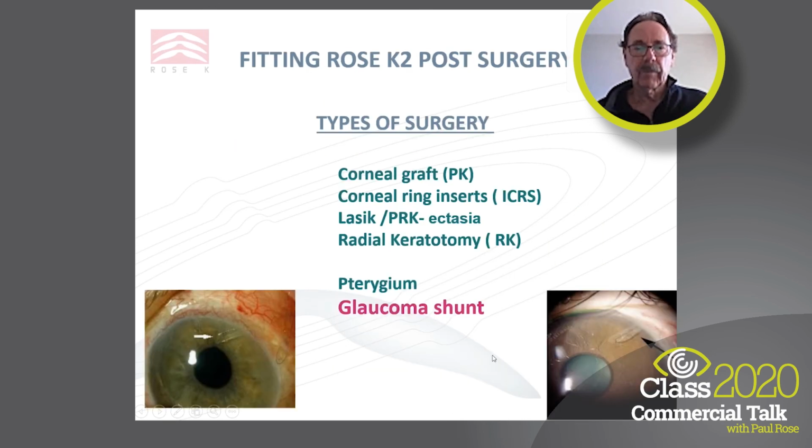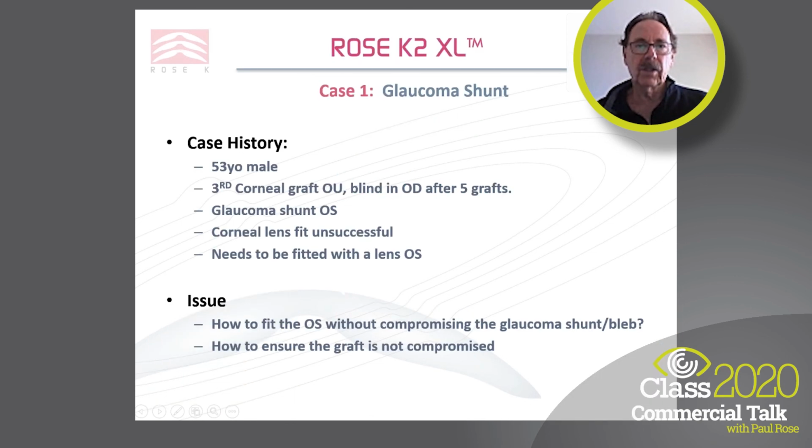I want to finish off this presentation with talking about surgery outside, and I'm going to talk about the glaucoma shunt patient, where this patient had a glaucoma but wanted to be fitted with a scleral lens. So the case history, 53-year-old male, third corneal graft in this eye that I'm trying to fit, and blind in the other eye after 5 grafts rejected.